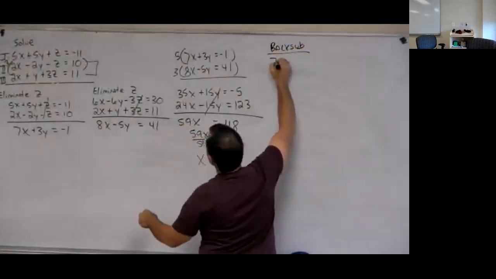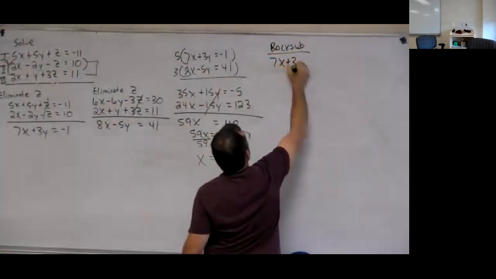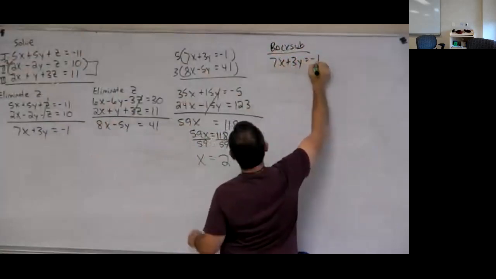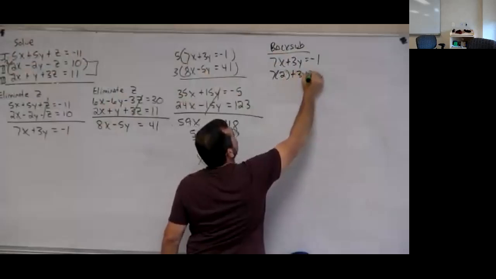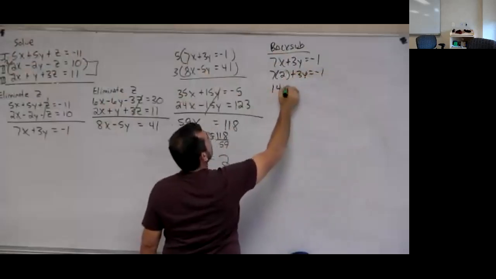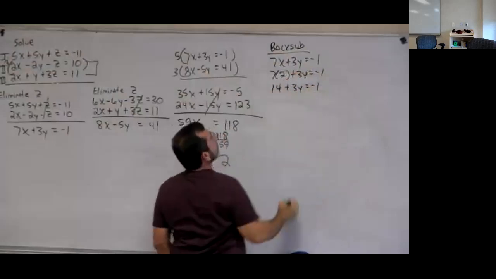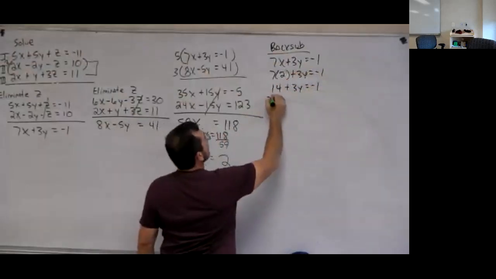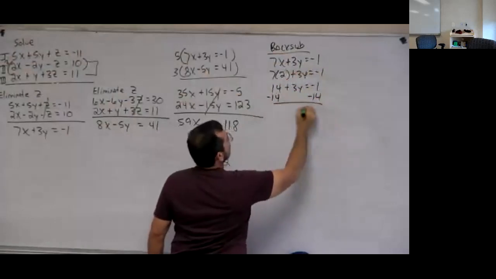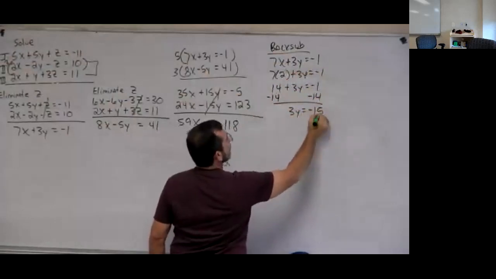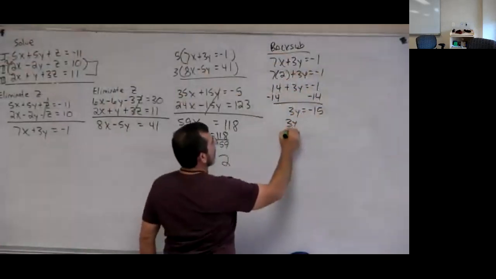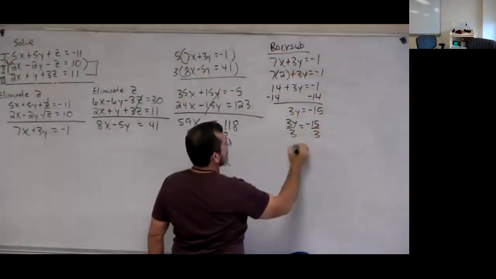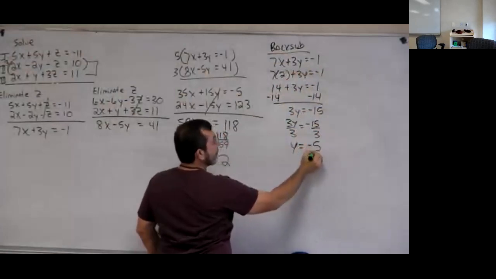So I'm going to use the 7x plus 3y equals negative 1. I'm going to put a 2 in for the x. So let's see, that gives me 14 plus 3y equals negative 1. Subtract 14 from both sides. 3y equals negative 15. And then I'm going to divide by 3. I get y is negative 5.